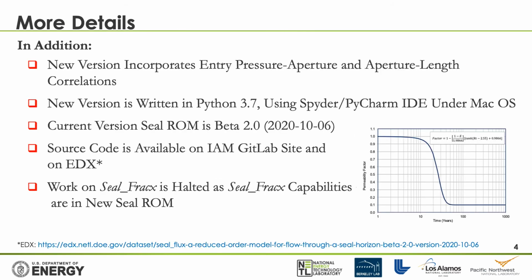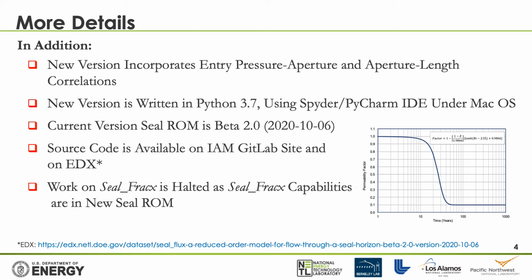Now, these new additions also include an entry pressure aperture and an aperture length correlation to help us tie together the network generation and to make sure it is indeed realistic, where a large fracture would have less of an entry pressure than a tighter fracture, which would have a higher entry pressure.